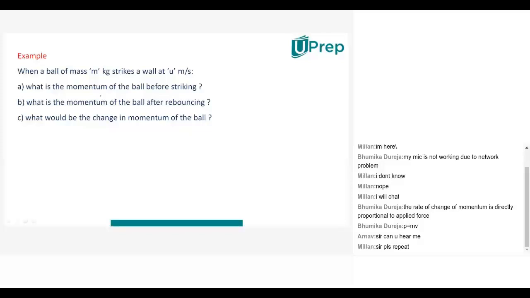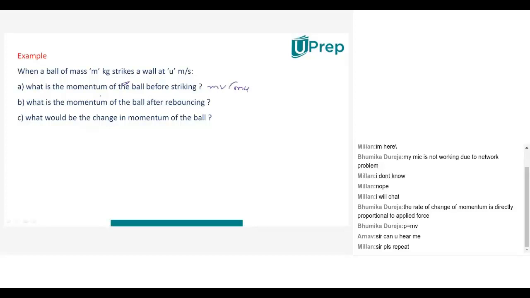Before striking mu, after striking how much? Minus mu. Now tell me what would be the change in momentum of the ball? So final momentum is minus mu minus initial momentum is mu. So that means it equals minus 2mu. So this will be the answer. Generally you think that how much initial momentum is there, the same momentum is there in the opposite direction, so the change in momentum will be 0. But it is not the case like that.